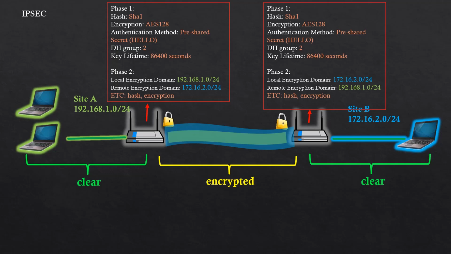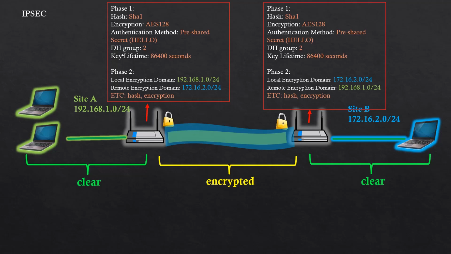The second point I want to make is I want you to actually look at the configuration. And the graphical interface might differ on various vendors, but let's take a look. So on our device number one, we have configuration for both phases. Phase number one, I have enabled SHA-1 as my hash, AES-128 as for my encryption. As for my authentication method, I have chosen pre-shared secret, and it's going to be hello. Diffie-Hellman group, it's going to be 2.